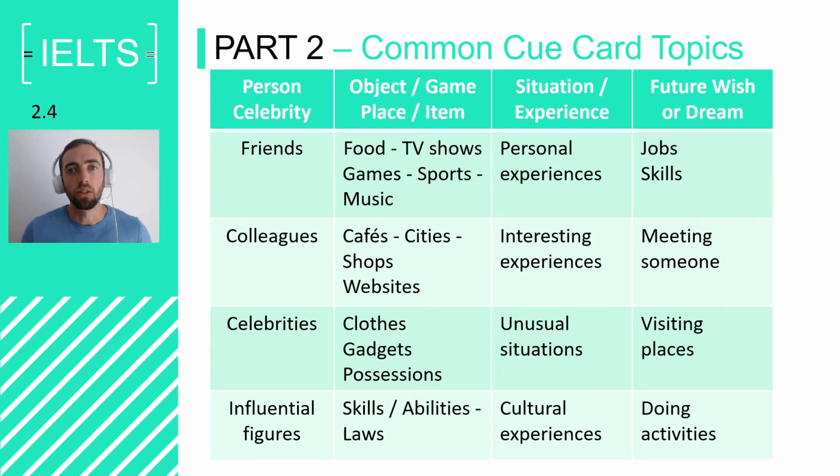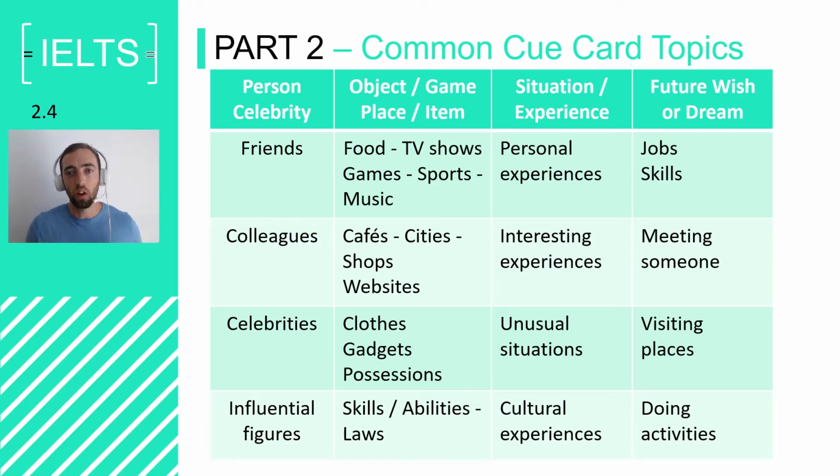If they ask you to describe a person, you could be asked to describe a friend or a celebrity. If they ask you to describe a place, you could get a cafe, a city that you like, a shop that you often visit, or a website that you enjoy going to.